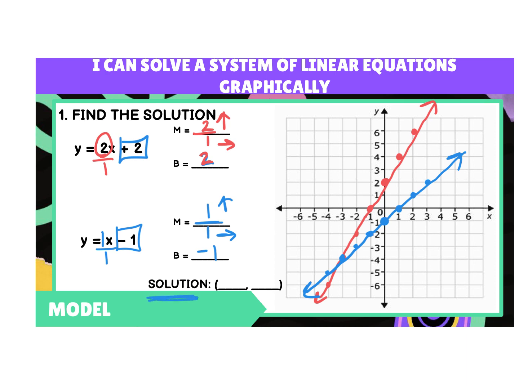So these two lines meet right here. So we slide to -3, that's our x. And we jump down to -4, that's our y. So our solution is -3, -4.